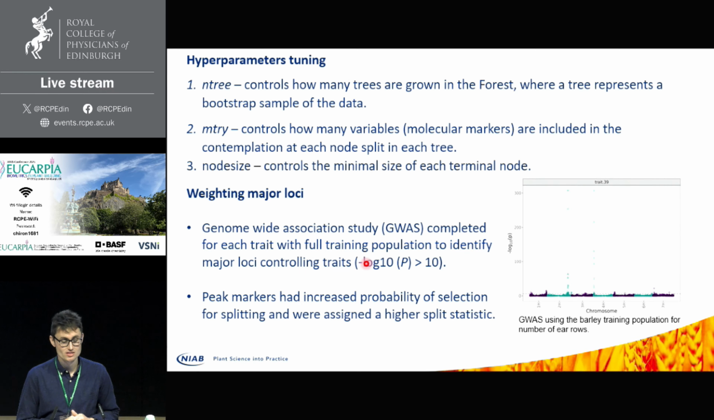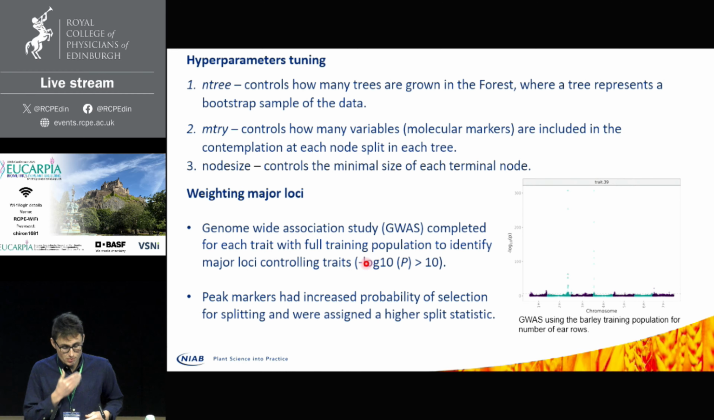So the hyperparameters that we explored were controlling the number of trees grown per forest, where each tree represents a bootstrap of the sample data; controlling the mtry variable, which looks at how many molecular markers are selected for consideration at each node split, or each decision in the tree; and then node size, which ultimately controls how deep the forest grows, how many cases are considered at the terminal nodes.